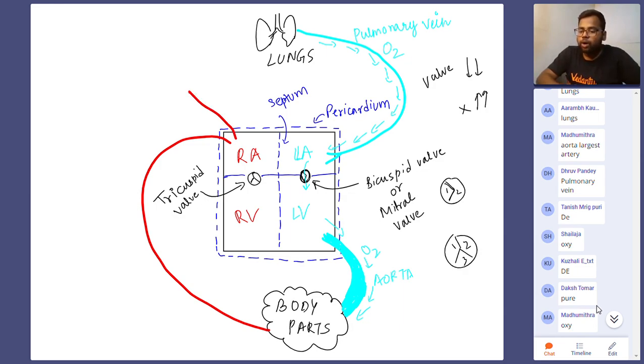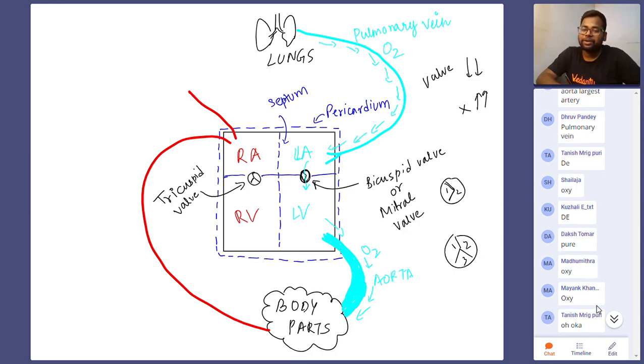Sir, how is CO2 released? By the process of respiration. Respiration is the process in which carbon dioxide is released. Yes, that has been answered correctly. Very good. Okay.